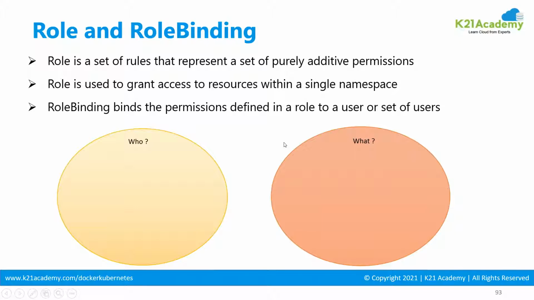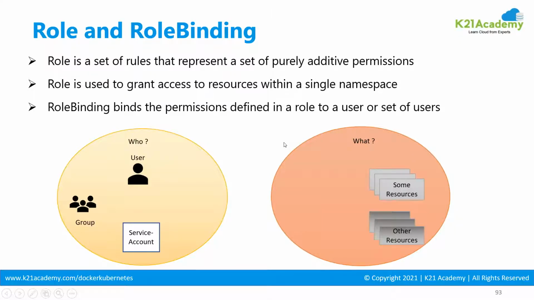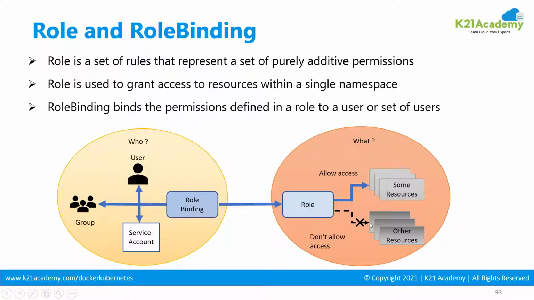Diagrammatically you can see who and what: some resources, a role which has actions, allow access and don't allow access. And this is a user group. You can create a service account or users, and bind the role with a role binding. We have seen this in detail. I hope this diagram is clear to you.